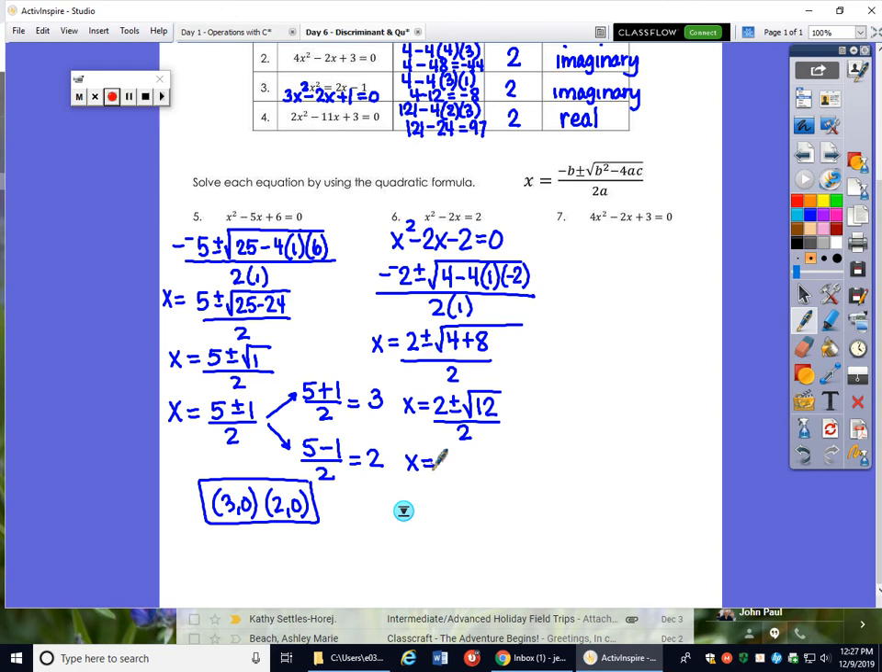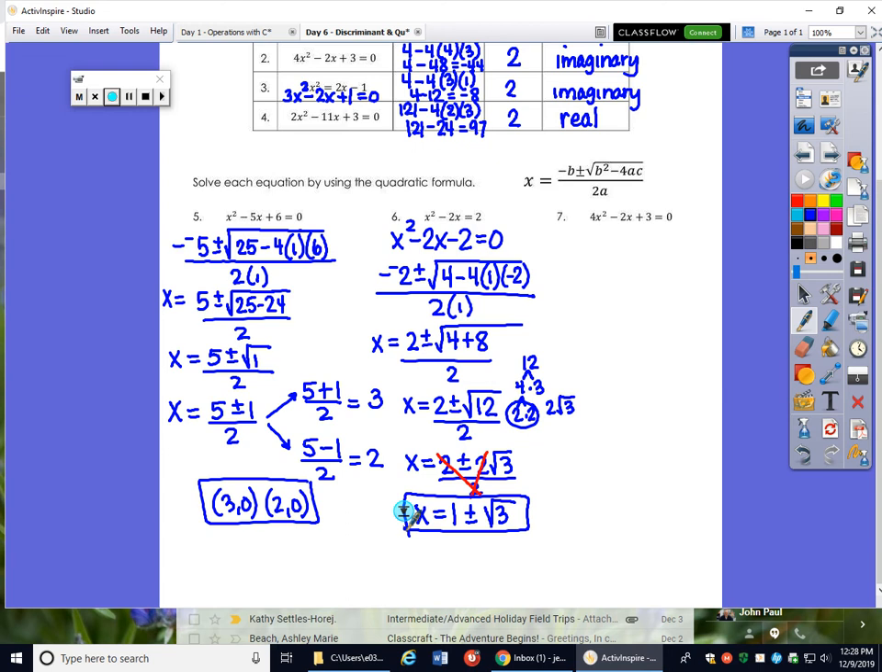So if you think about simplifying radical 12, remember that 12 is 4 times 3, and this is 2 times 2. So it's going to be 2 radical 3. So this is going to be 2 plus or minus 2 radical 3 divided by 2. At this point you can simplify by crossing this out, and it becomes x equals 1, 2 divided by 2 is 1, plus or minus 2 divided by 2 is 1, radical 3. And these become your two solutions.